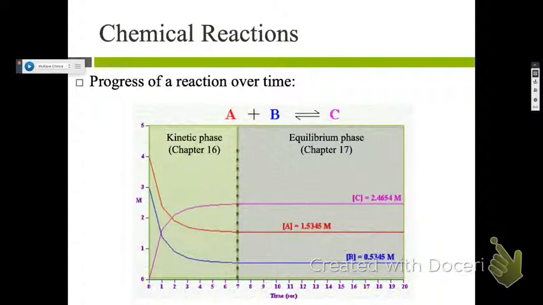Colin, what are your thoughts? I was just thinking that kinetic phase, there's net change, and then equilibrium phase, there's no net change. Great. What can we add to that? So there's no net change in concentrations, I would say, of reactants and products once we get to equilibrium. What else can we add to that? What are some more specifics of the difference between equilibrium part of a reaction versus the kinetic part of a reaction? Kinetic phase.